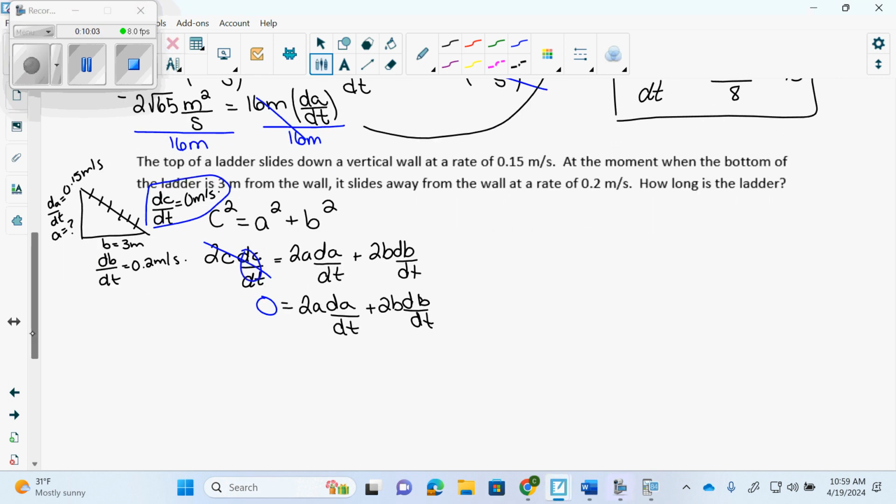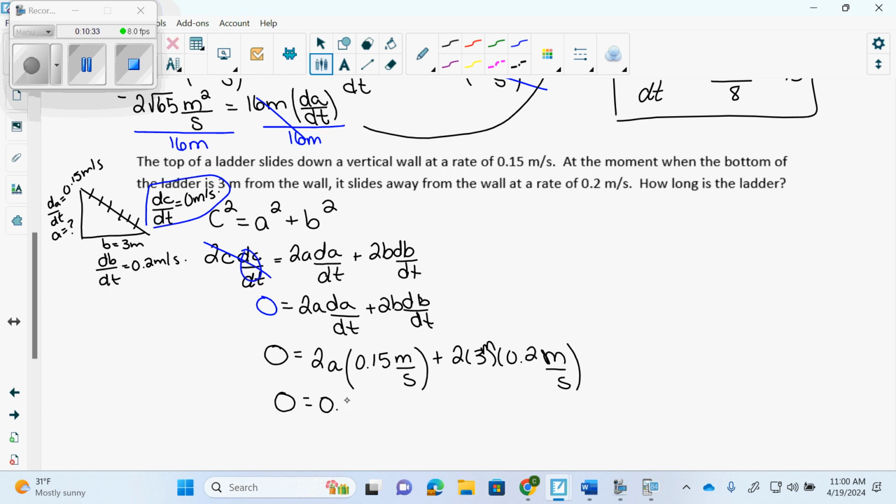So, we have 0 equals 2a times 0.15 meters per second plus 2 times 3 times 0.2 meters per second. This 3 is in meters, sorry. So we get 2 times 0.15. What's 0.15 plus 0.15? 0.3a meters per second.